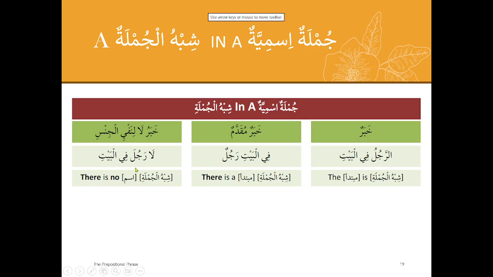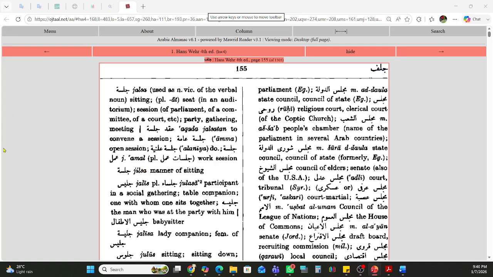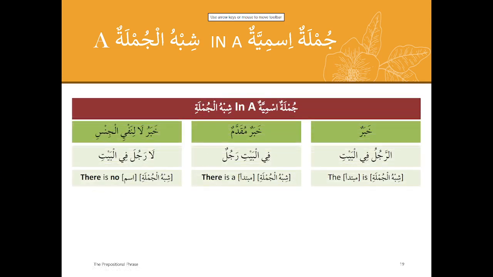Now here, la rajula fil bayt. Remember, when you have your la li nafil jins, it's followed by a mansub. And it's light, by the way.